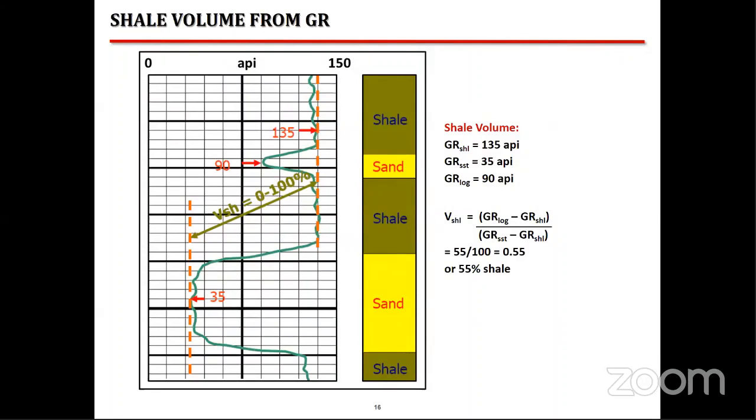Calculating the shale volume from a gamma ray log. This is similar to the calculation of V shale from an SP log. We need to identify and note the gamma ray values of clean sandstone and shale zones. We also note the gamma ray value at the depth of interest. Based on these values, we can calculate V shale from gamma ray using the formula given.